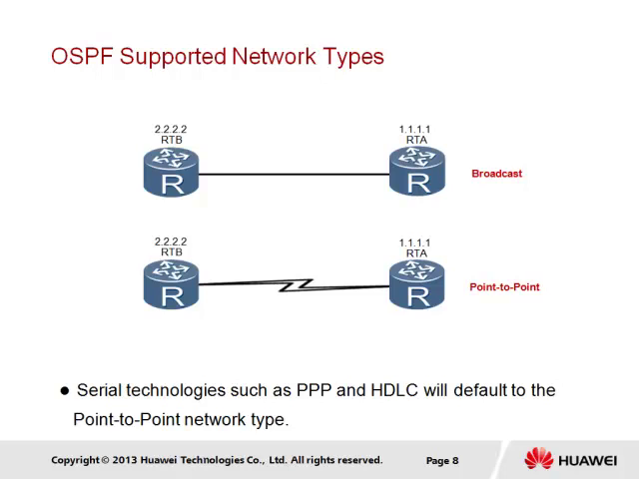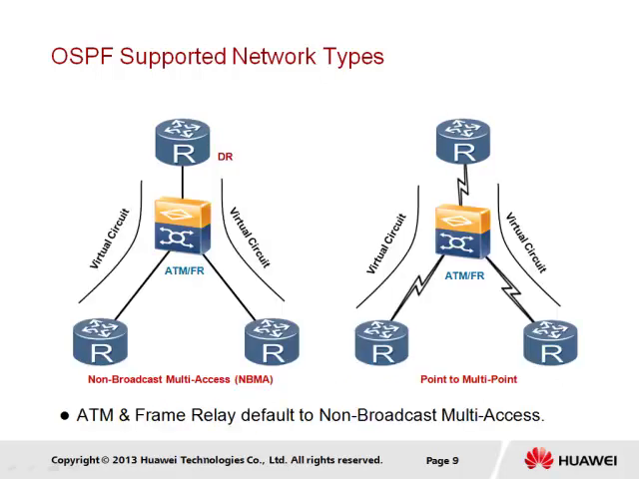Serial networks support data link operations through protocols such as PPP and HDLC, for which the point-to-point network type is applied, regardless of which serial-based link layer protocol is used. There are some additional legacy network types that are also supported by OSPF that operate over legacy link layer protocols such as asynchronous transfer mode or ATM and frame relay.